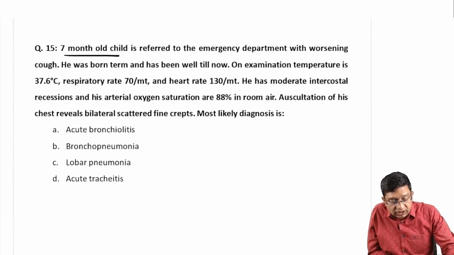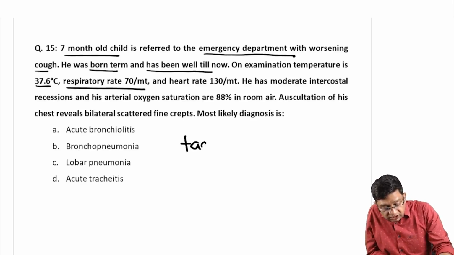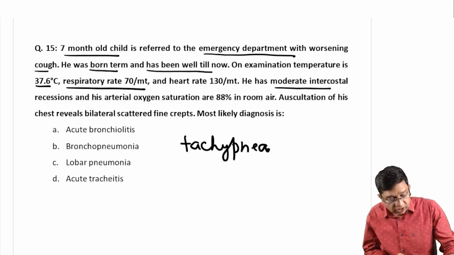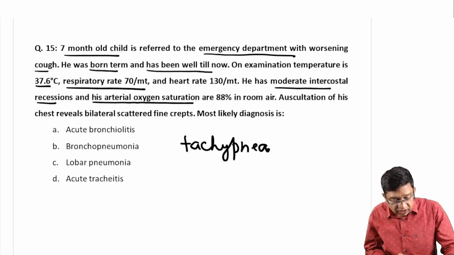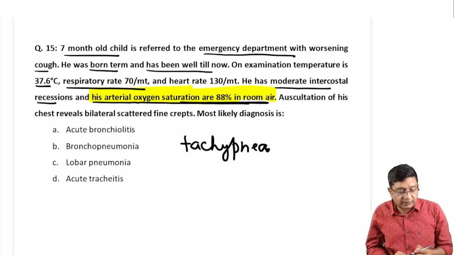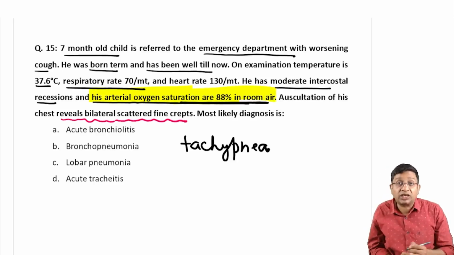Going on to the last one. A 7-month-old child is referred to the emergency department with worsening cough. He was born term and has been well till now. On examination, the respiratory rate is definitely increased, there is tachypnea, and there is also tachycardia for this age. He has moderate intercostal recessions and arterial oxygen saturation is 88% in room air. Auscultation reveals bilateral scattered fine crackles. What is the most likely diagnosis?